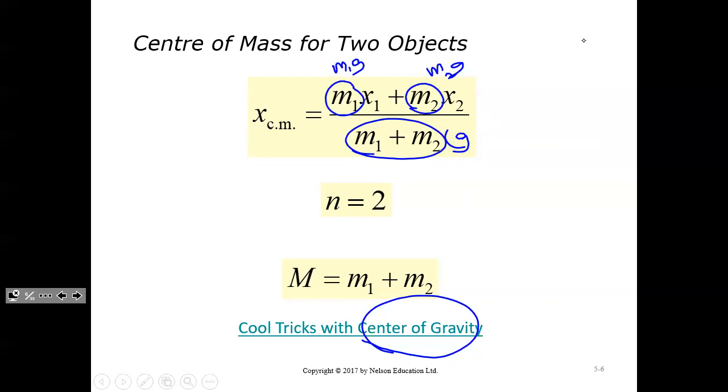So there are some neat tricks with the center of gravity and center of mass. I'm not going to open it now, but I recommend that you click on this link and look at it. It's fun.